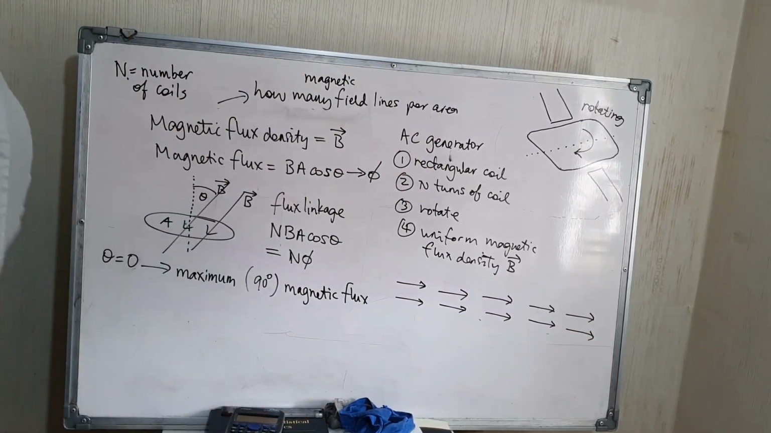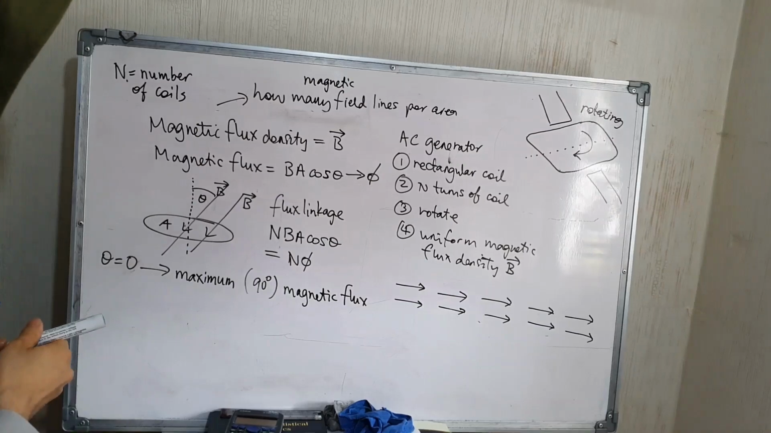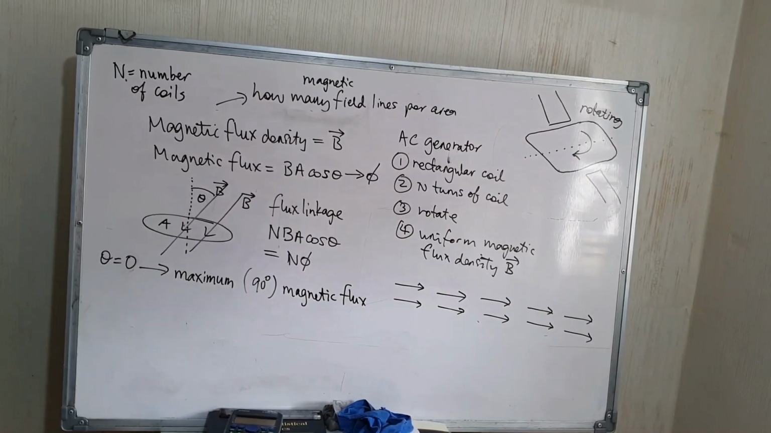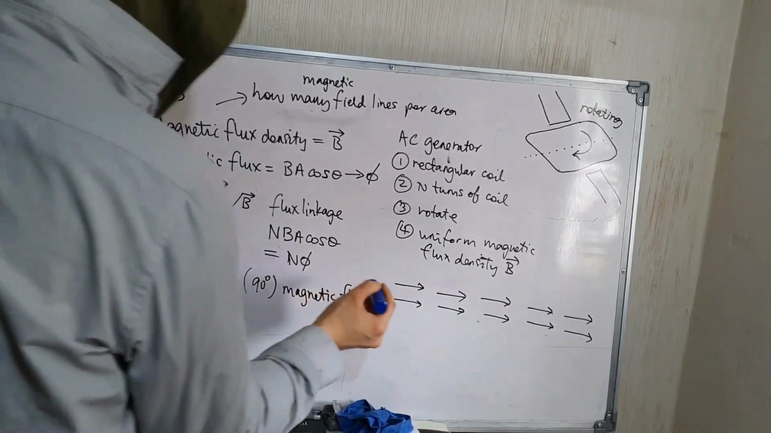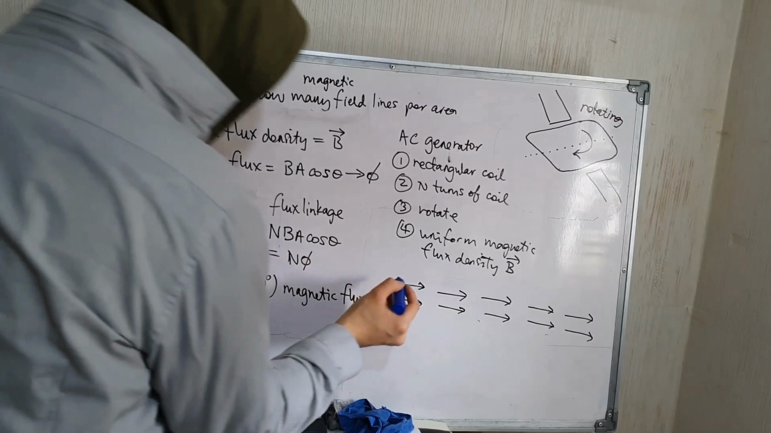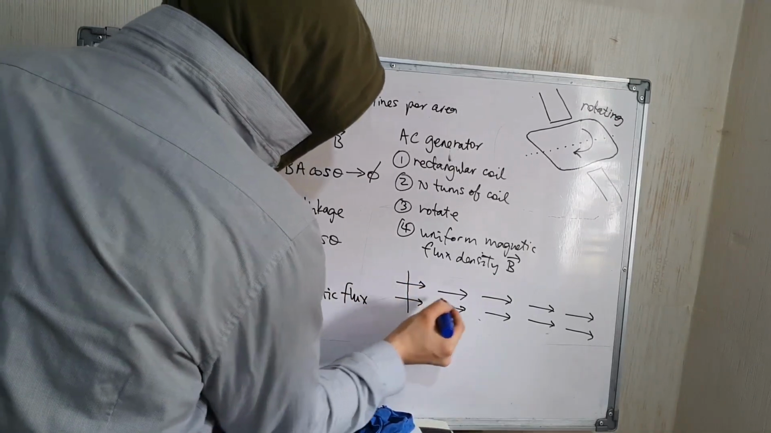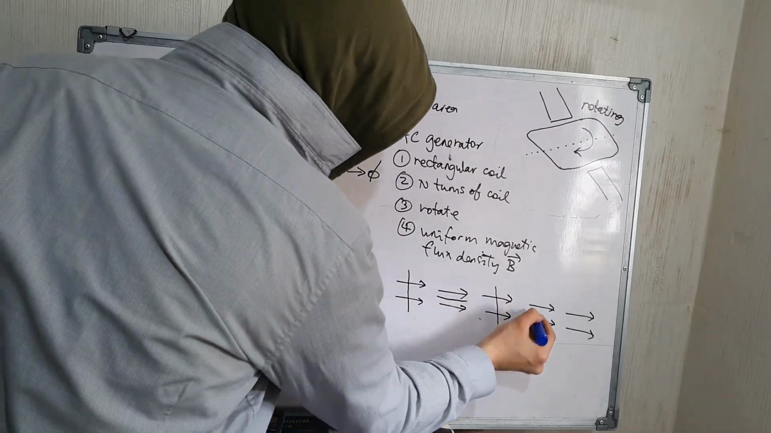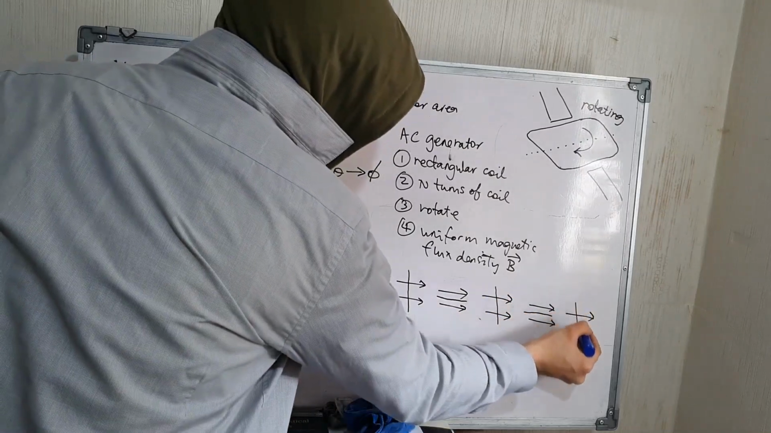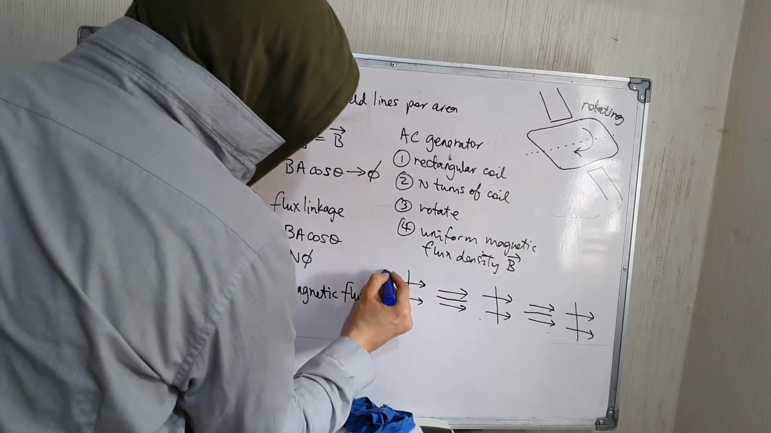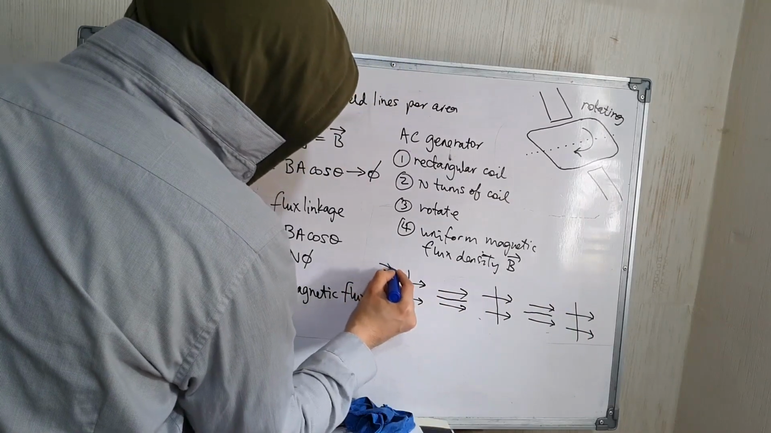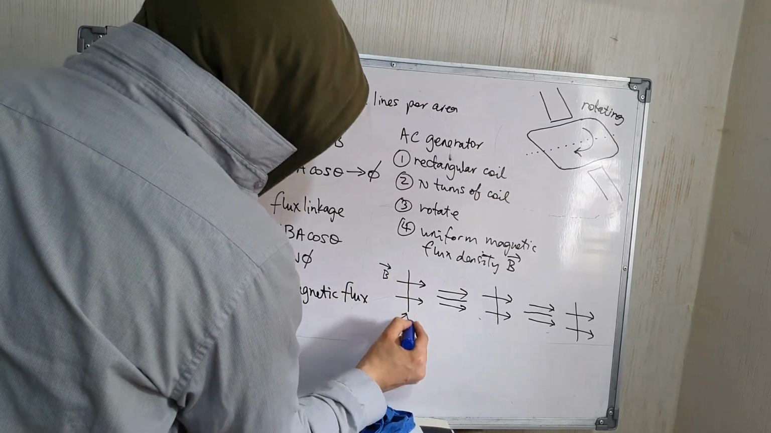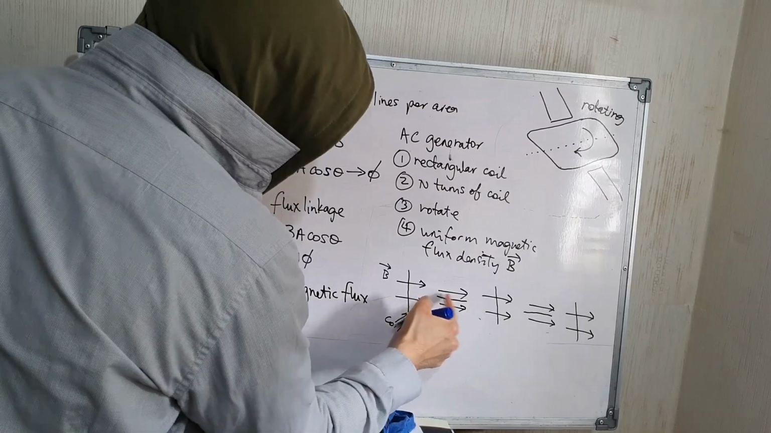And let's draw the coil. Let's say the coil is down. The coil is this way, this way, this way, and this way. These arrows represent the magnetic field lines. That line is the coil.